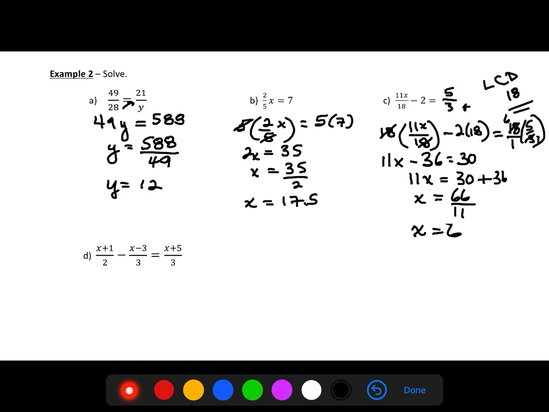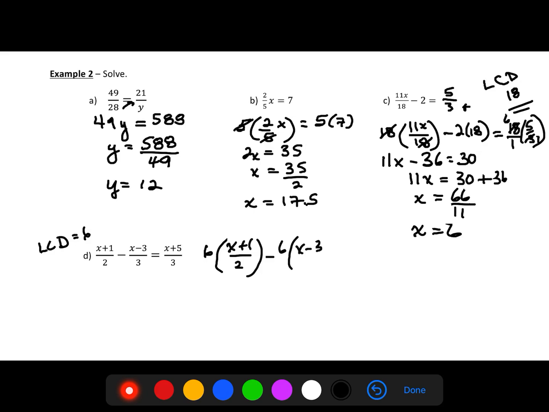Part D, again, same thing as we had for C. We want to multiply by a common denominator. Well, our lowest common denominator for this one would be 6. We would change those denominators to 6. So that's exactly what we're going to multiply all of our terms by.